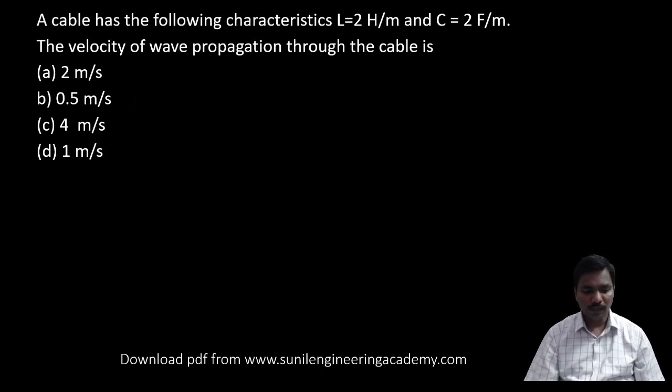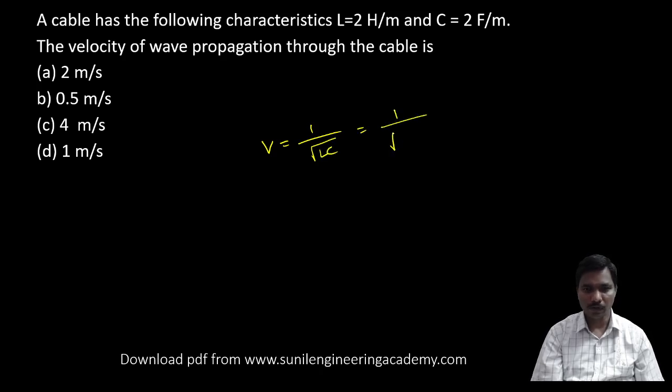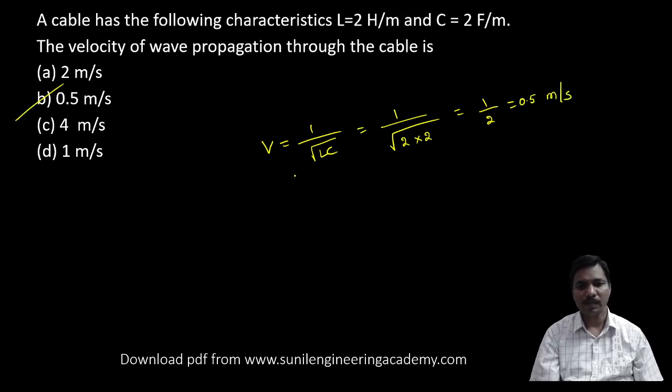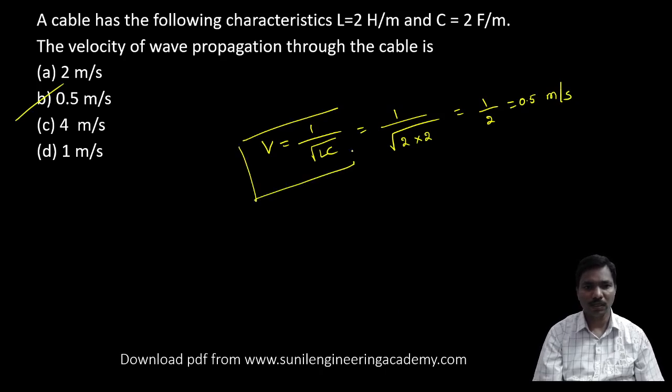Coming to the next one. A cable has the following characteristics: L is equal to 2 Henry per meter, capacitance 2 Farad per meter. The velocity of wave propagation through the cable is dash. We know velocity of wave propagation V is equal to 1 by root LC. L is 2, and this is also 2, given. So 1 by 2, that is equal to 0.5 meter per second. Very important formula. The velocity of wave propagation through the cable is 1 by root LC. Okay.